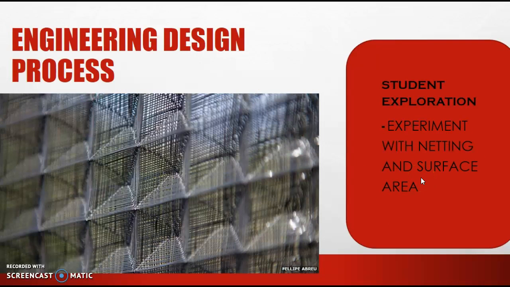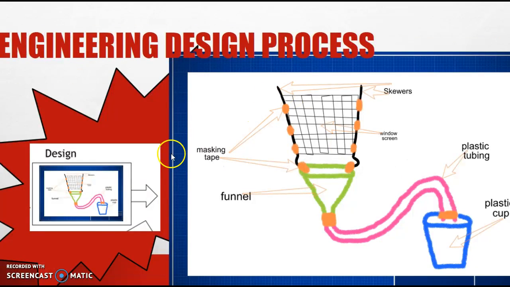All right, for the student exploration, I would have them experiment with netting and see how different surface areas collect fog better or worse. So here is my design. You can see I have two skewers with some netting, window screen netting that I found. I have a funnel taped to a tube, and the collection bin is just a plastic cup.